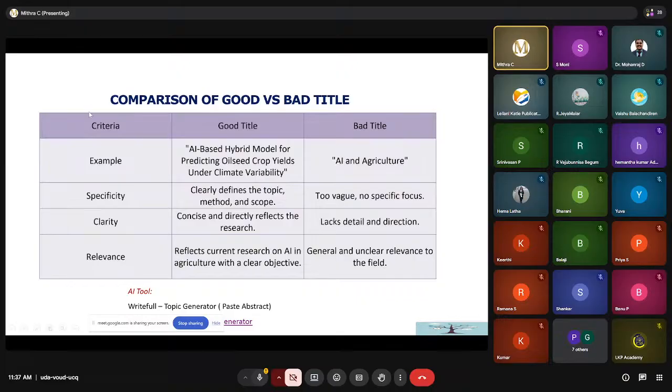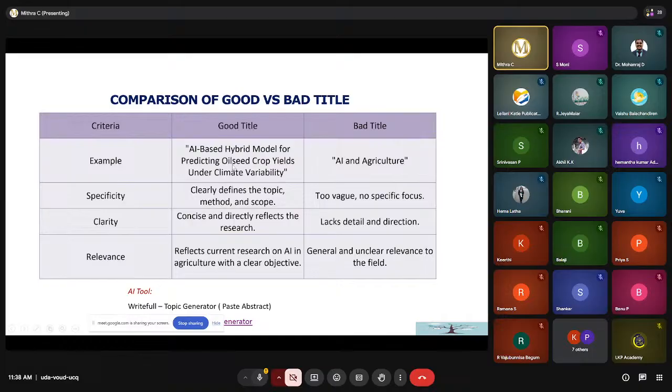First of all, see: AI based hybrid model for predicting oil seed crop yields under climate variability. So what have I given? AI. I have deliberately given that I am going to use an AI based algorithm or AI based technology. In that, I have given hybrid model. So I have given a surprise. I have deliberately not named the model, but I have said it's a hybrid model. So it is a combination of two or more algorithms.